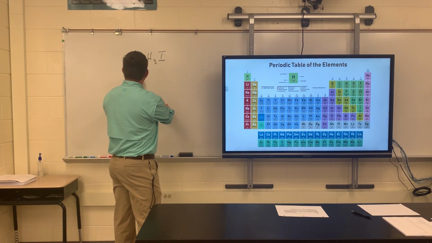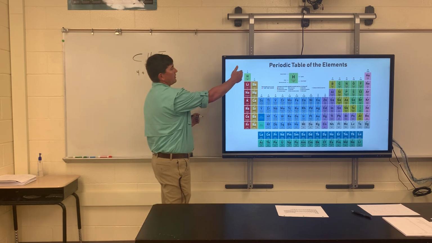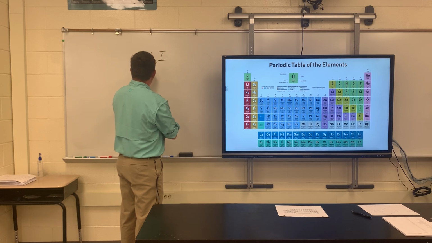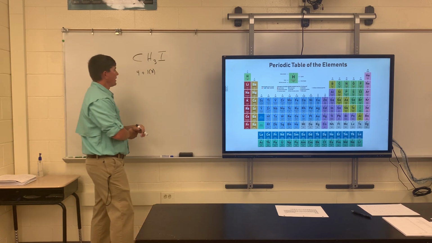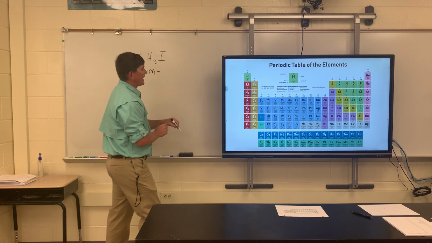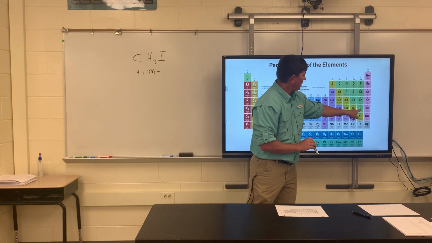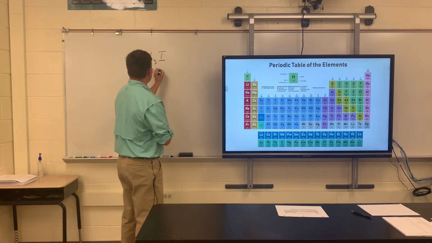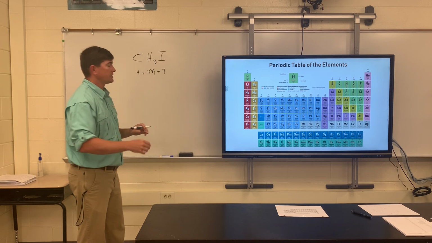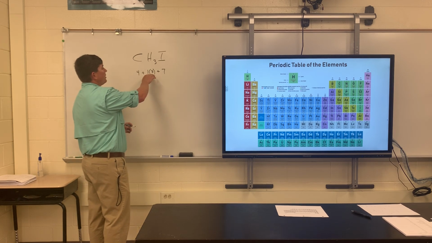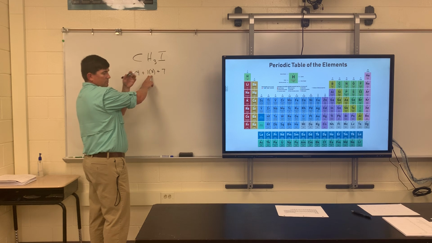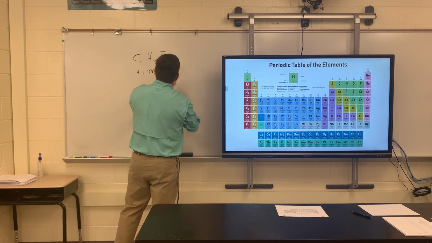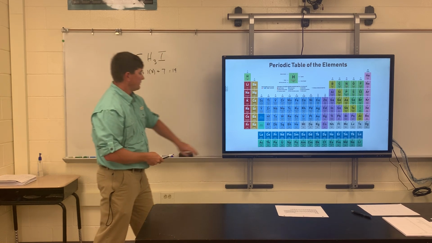So carbon gives me 4, and then plus hydrogen's right here. Hydrogen just has 1 valence electron, so we would say 1, but there's 3 of them, so times 3, right? And then plus iodine is way over here. That's in group 17, so iodine has 7 valence electrons. Iodine only wants 1 more to get a full octet. If I add all that up, 4 plus 1 times 3, that's 3, so 4 plus 3 is 7, plus 7 more gives me 14. So I've got 14 electrons to work with.